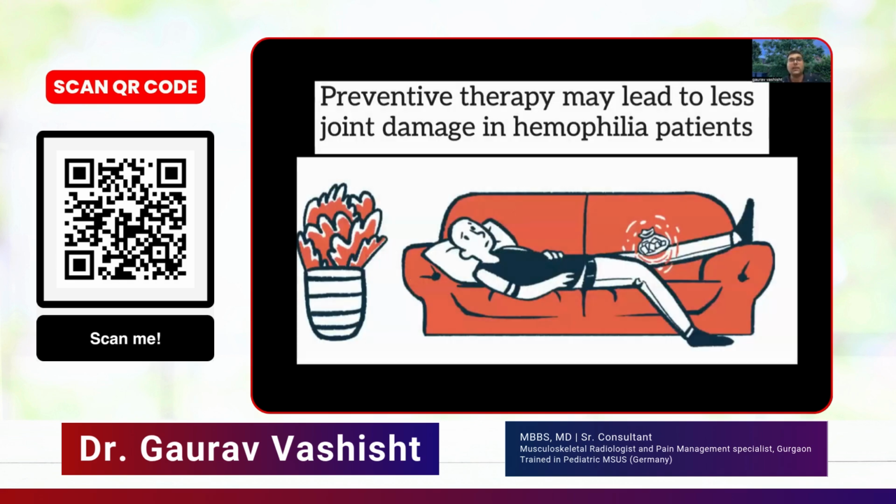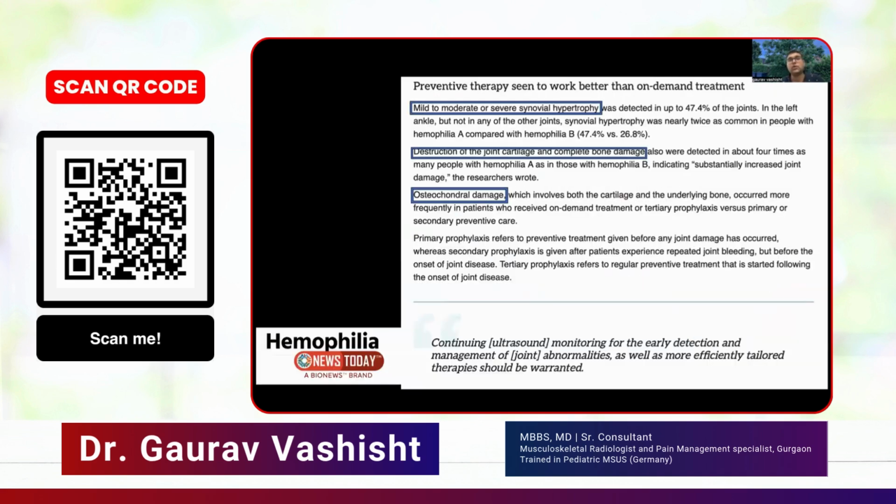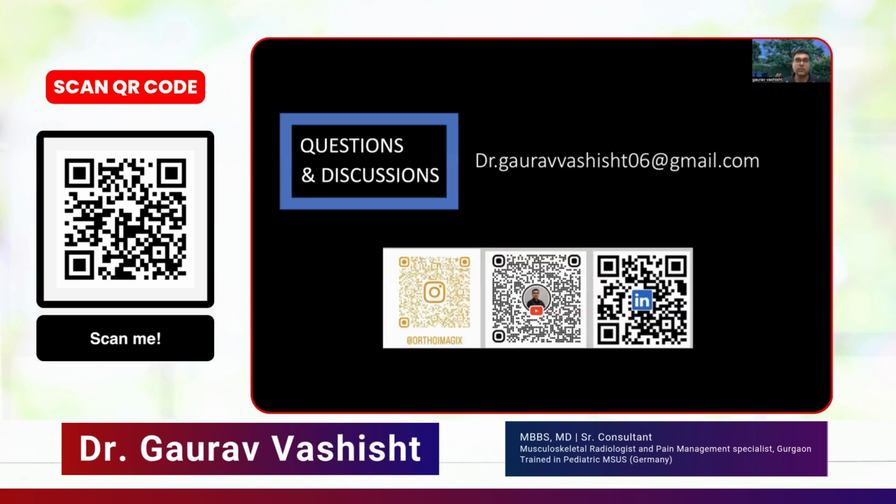So preventive therapy may lead to less joint damage in hemophilic patients. And as MSK radiologists, we can always help the patient by identifying various findings like synovitis, destruction of the joint, and the early osteoarthritic changes. And if we give these findings well in advance, we can help the patient identify his disorder at the earliest. So it's very important for us to talk to the clinician, talk to the patient, and have all the investigations together at one step.